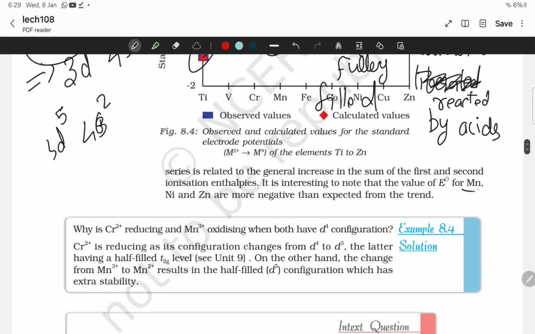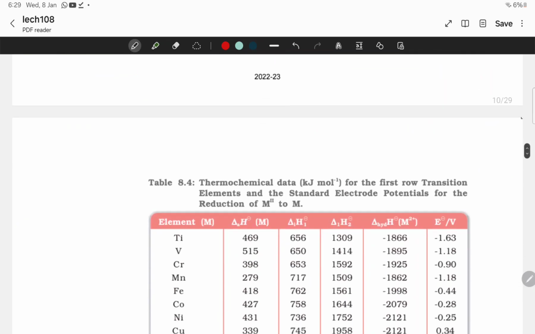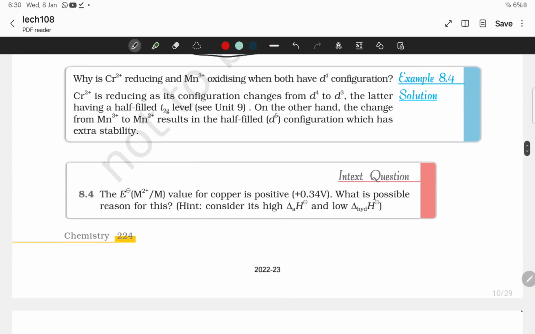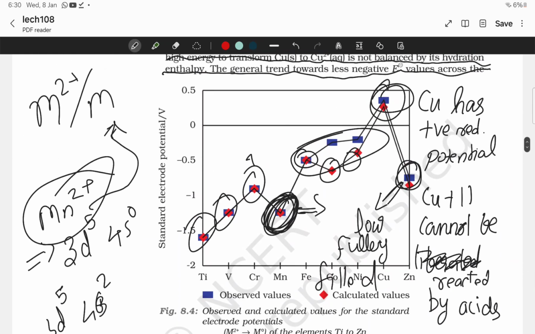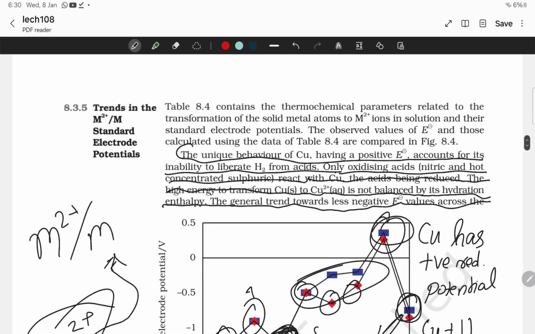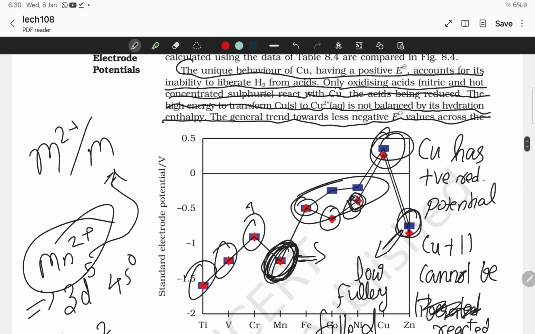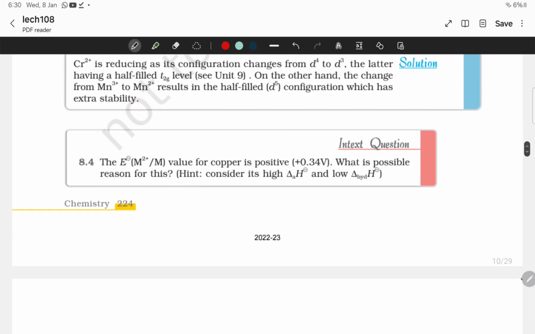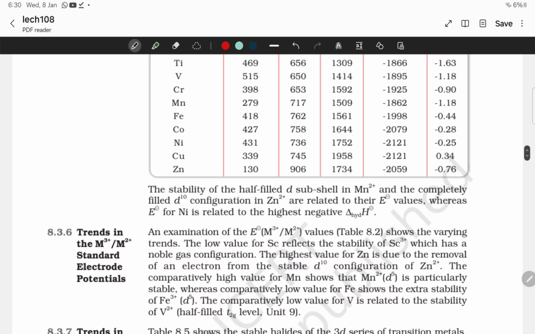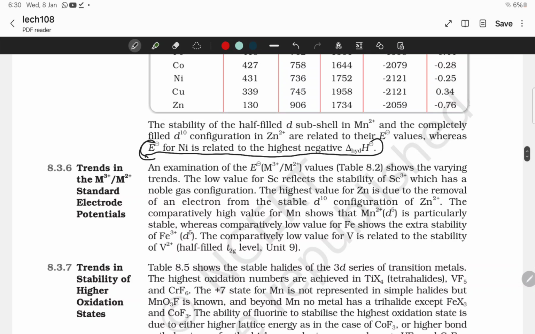Now why are Mn, Ni and zinc more negative than expected? Nickel is also more negative. We expected that nickel would have a certain value, but it has a more negative value. The reason for the high value of nickel is that E naught for nickel is related to the highest negative hydration enthalpy of nickel. For Mn2 plus and Zn2 plus, it is their stability.